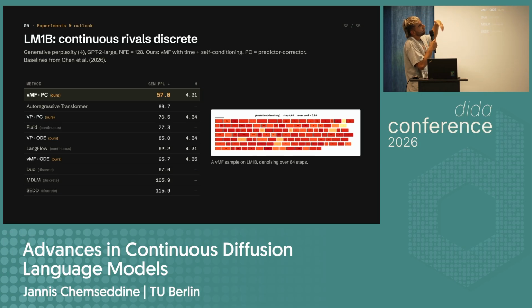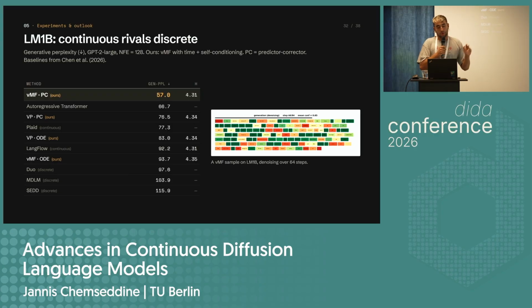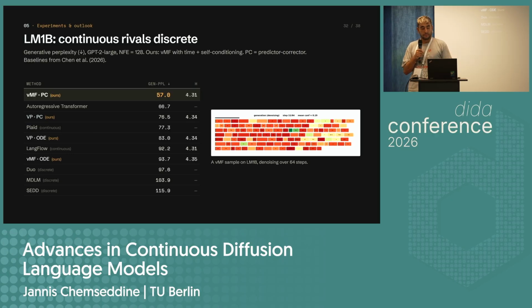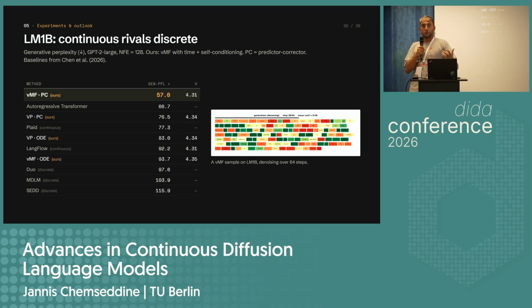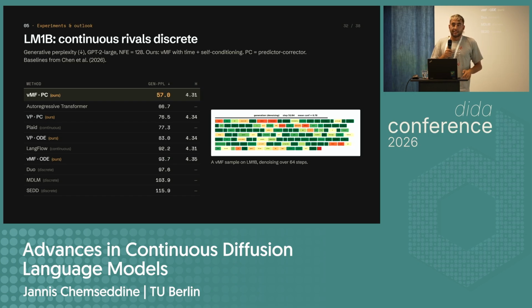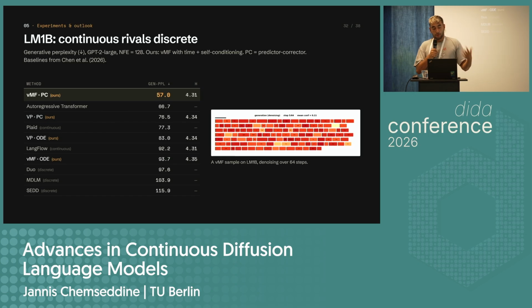Now, here's the thing. The community in continuous diffusion measures how good a model is using something called GenPPL, which is you basically produce samples and score them with a larger model. At the same time, you also look at the entropy of your samples. This means how diverse my samples are. This is the dominant methodology in the community. I will say a little bit more about this later.